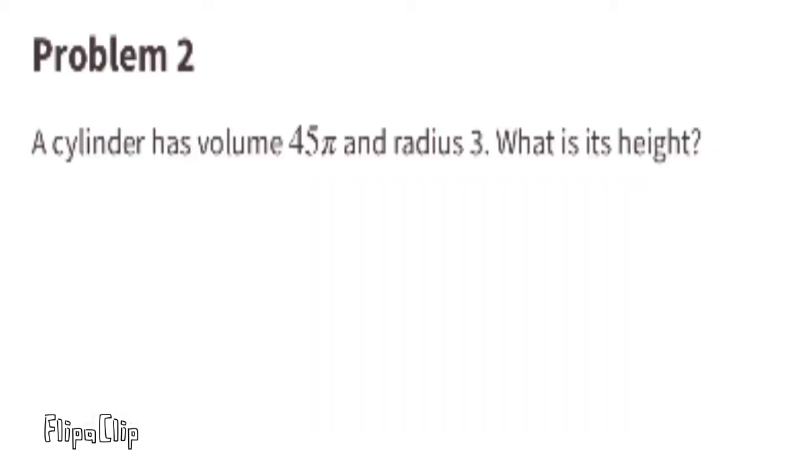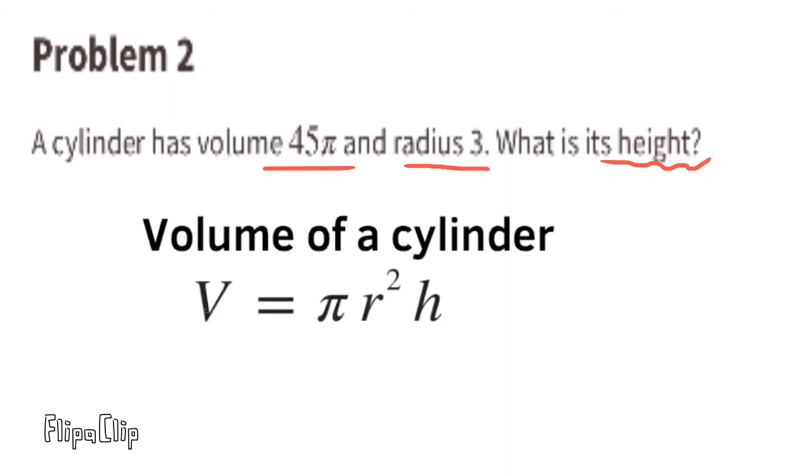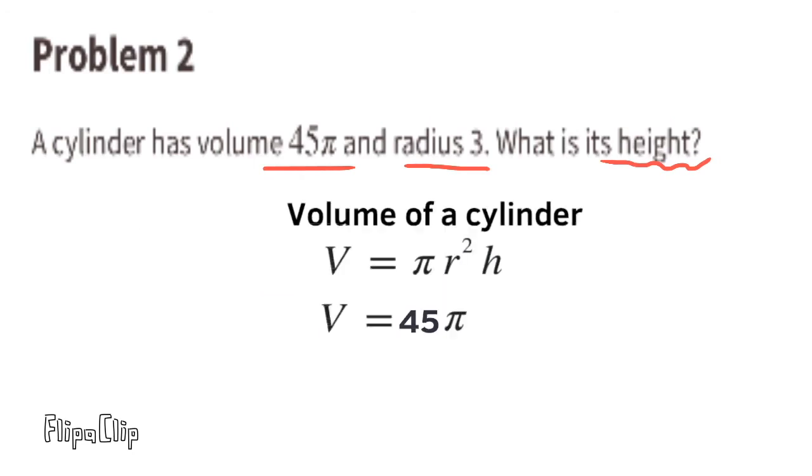Problem number 2. A cylinder has volume 45 times pi and radius 3. What is its height? We can use the volume of a cylinder and the information they gave us to help figure out the height. Volume equals pi times r squared times the height. It says that the volume is 45 times pi. The radius squared times the height equals 45.